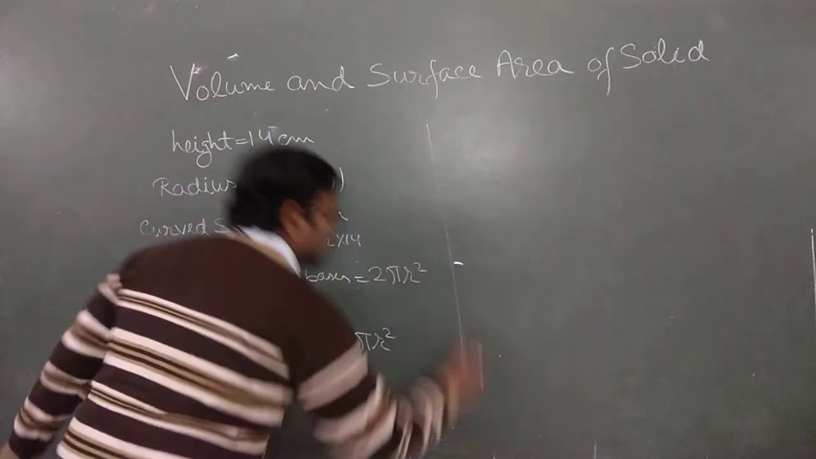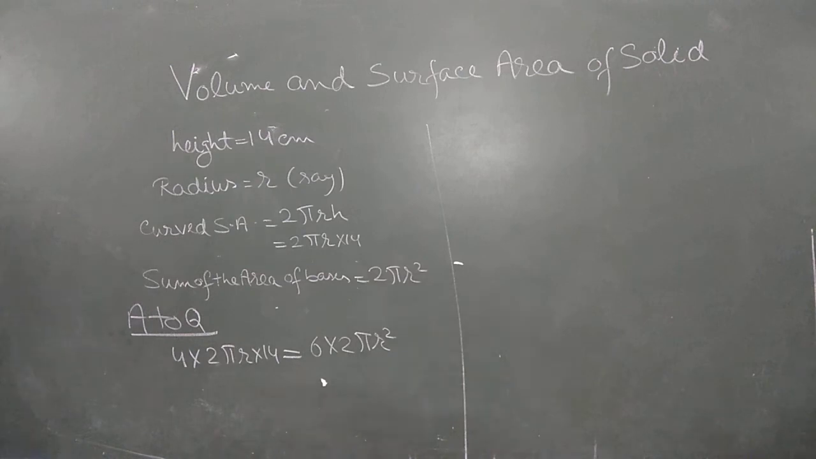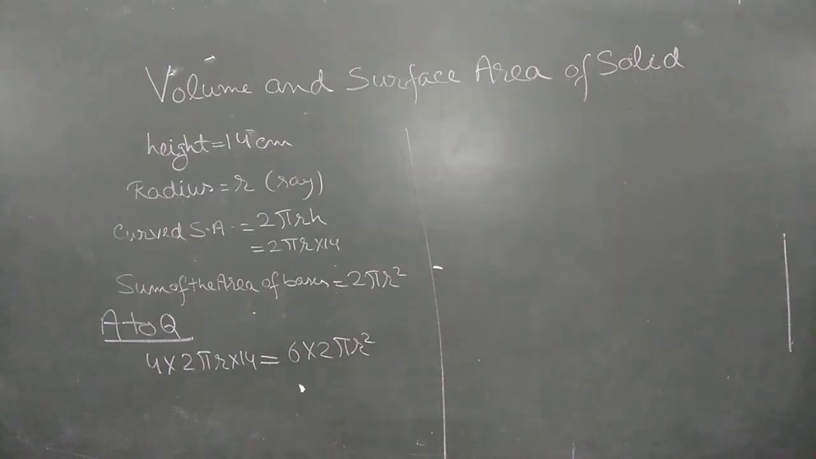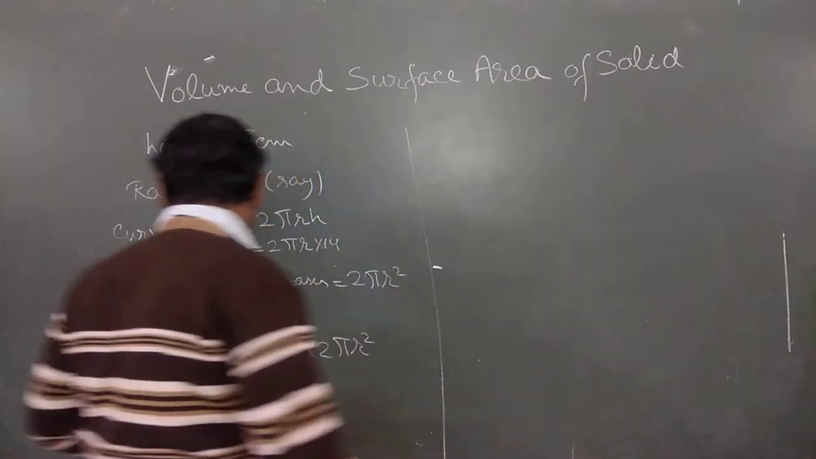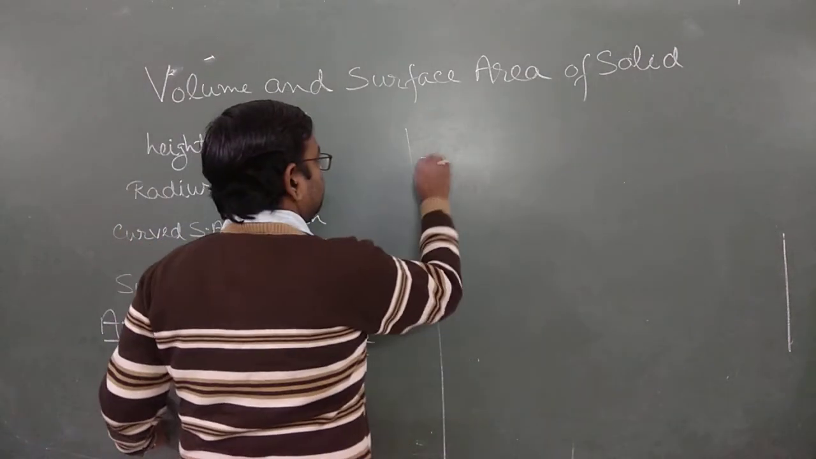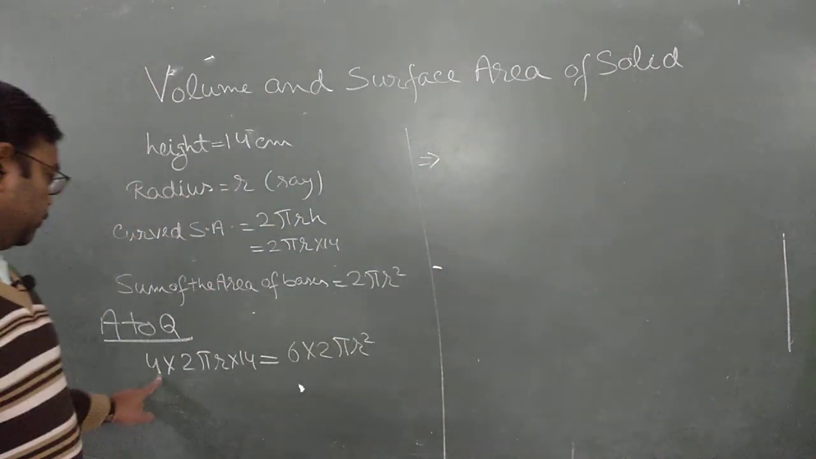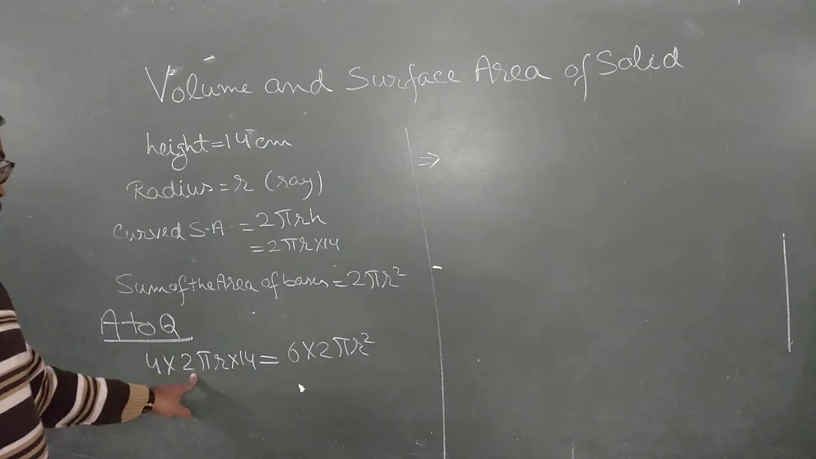So let's start. I am solving that side so that you can easily see the difference. Now we have more space over there. We simplify. 4 into 2 into 14.